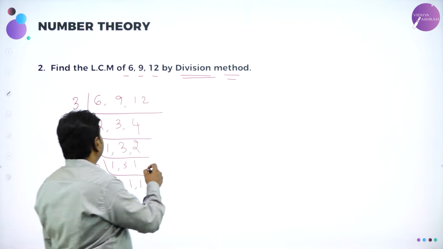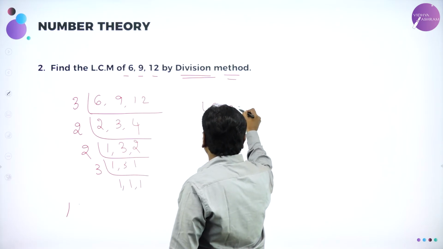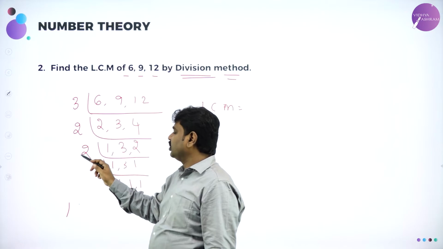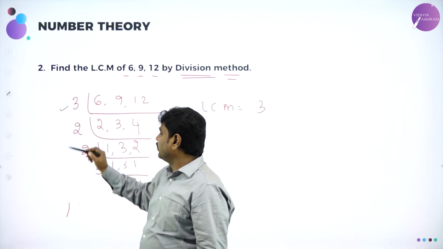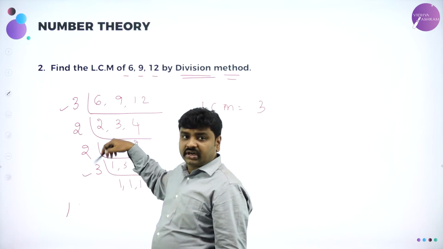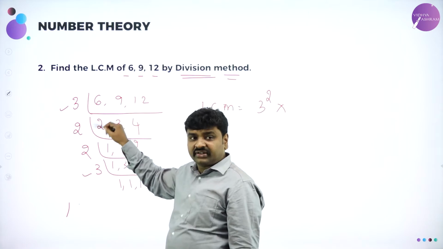Now we can write this. LCM is equal to whatever the factors we have. What are the factors we have? 3 we have and 2 we have. 3 occurred how many times? Here we have one 3 and one more 3 here. 3 occurred 2 times, 3 power 2, into the other factor we can see, 2.